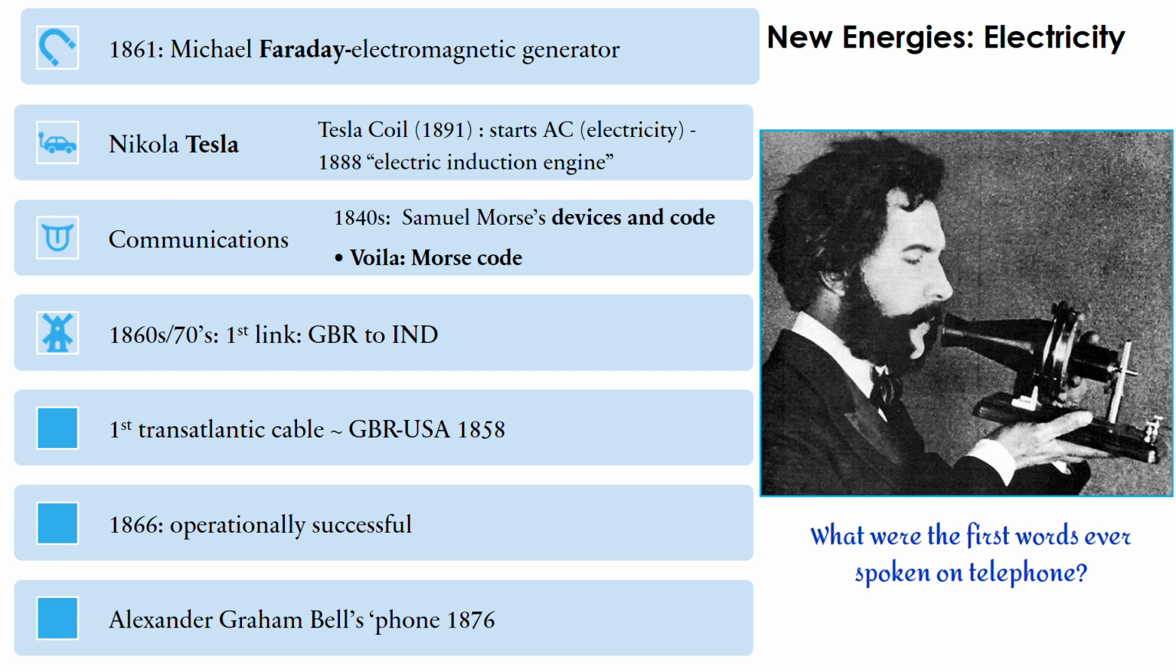Now, what do you think were the first words ever spoken on the telephone? Is it hello? Yeah, maybe. So actually, the first words were, Mr. Watson, please come here. So the telephone, when it was invented, only went to the next room. So it's not like they created a telephone that could go far. And so to make sure that it was working, Bell says, Mr. Watson, come here. Mr. Watson was in the other room with the phone receiver.